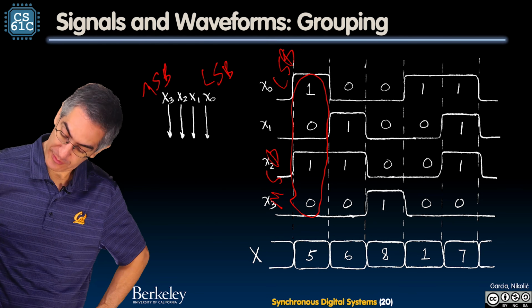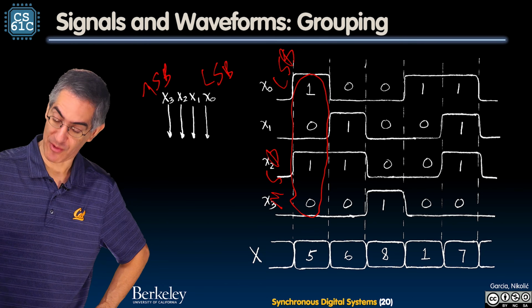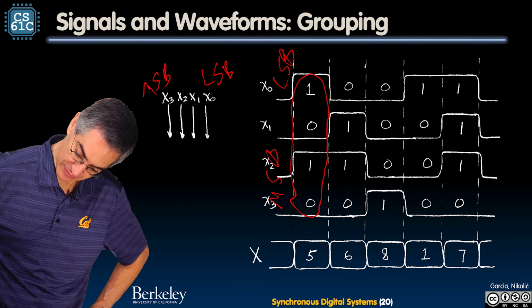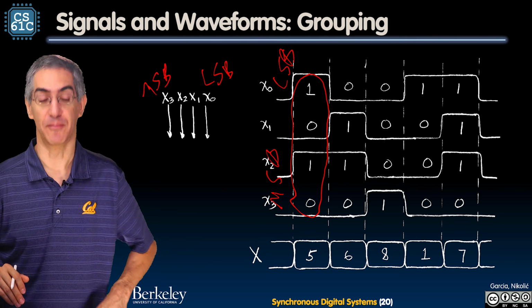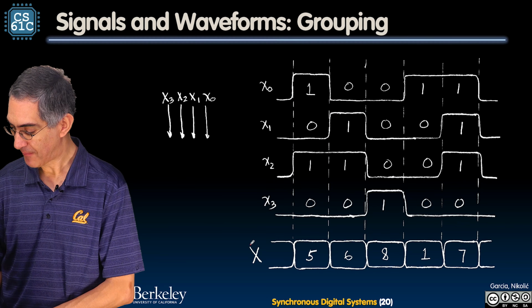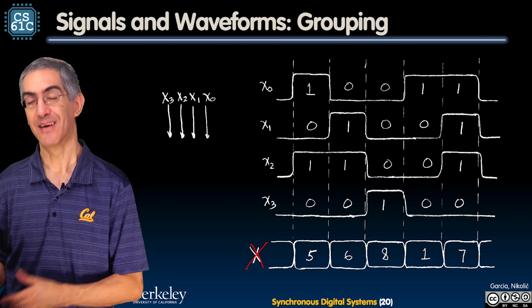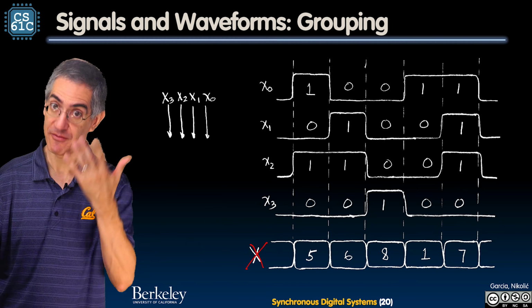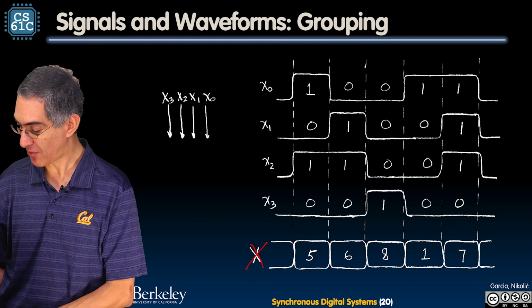That's 6. 1, 0, 0, 0. 8. I hope you memorized that, by the way. 0, 0, 0, 1, that's 1, and 0, 1, 1, 1, 7. So I can just think about this as a big capital X, like a vector X, which is really a vector in some sense, capturing these bits. I draw it like this.